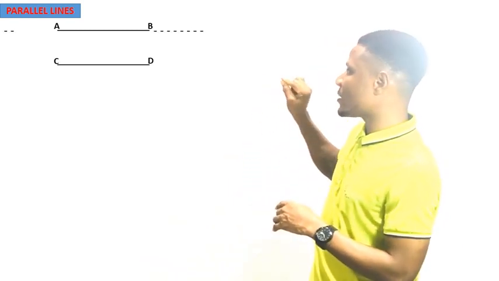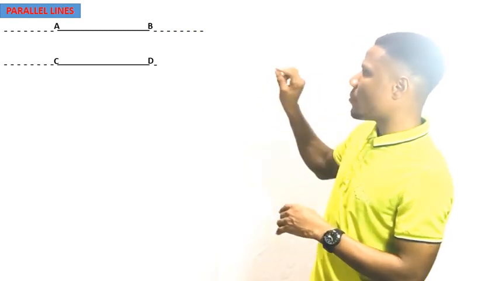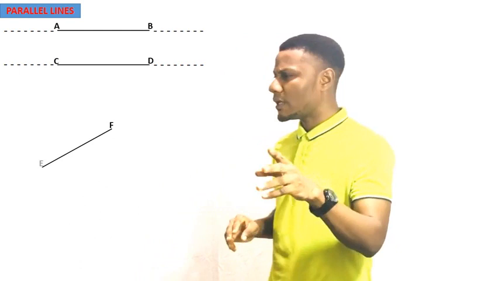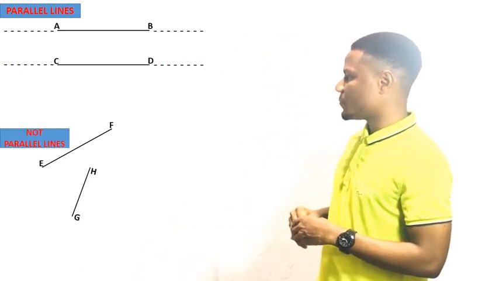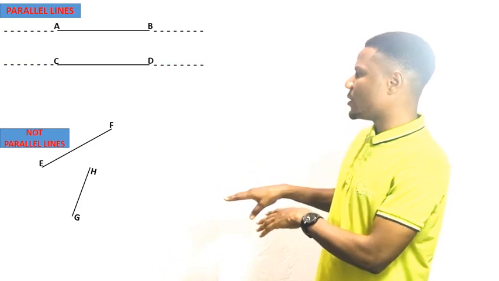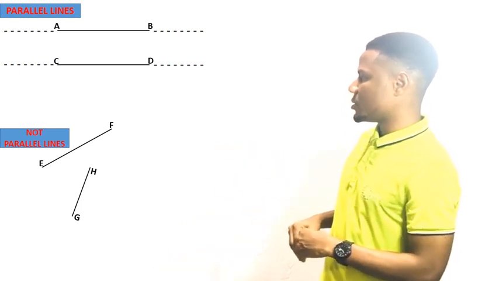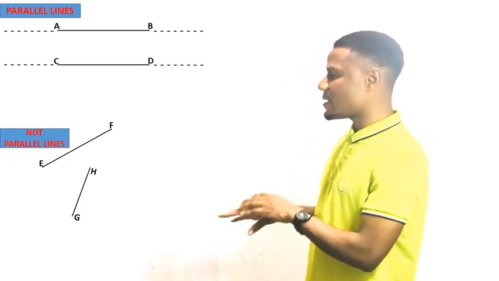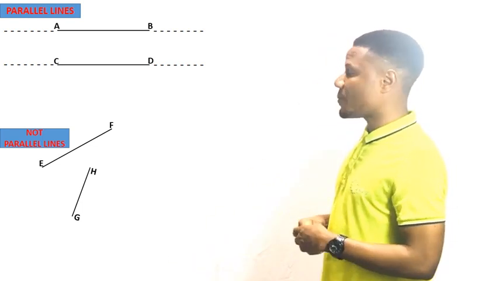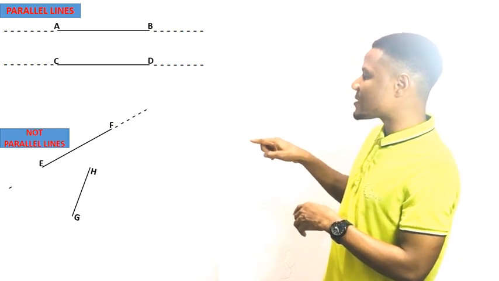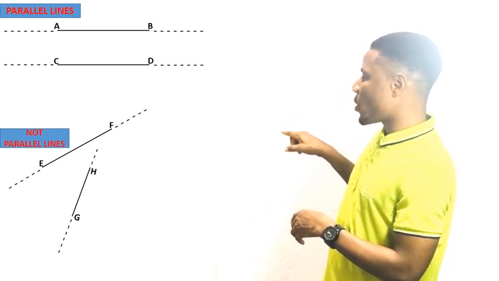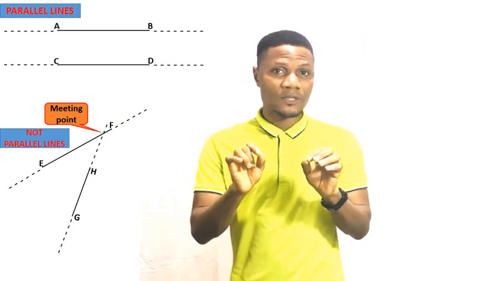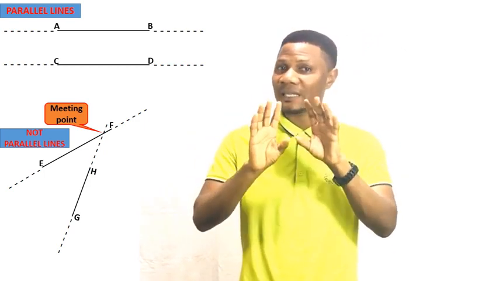How did I know that? If we continue to extend the line, be it forward or backward, they will never meet. So parallel lines never meet. Let me give you another example. Let's say we have another line EF, and there is another below it called line GH. If you look at these two lines, they are not parallel. How did I know they are not parallel? If we continue to extend their lines, at one point they are going to what? They are going to come together and they will meet. In other words, they will intersect.